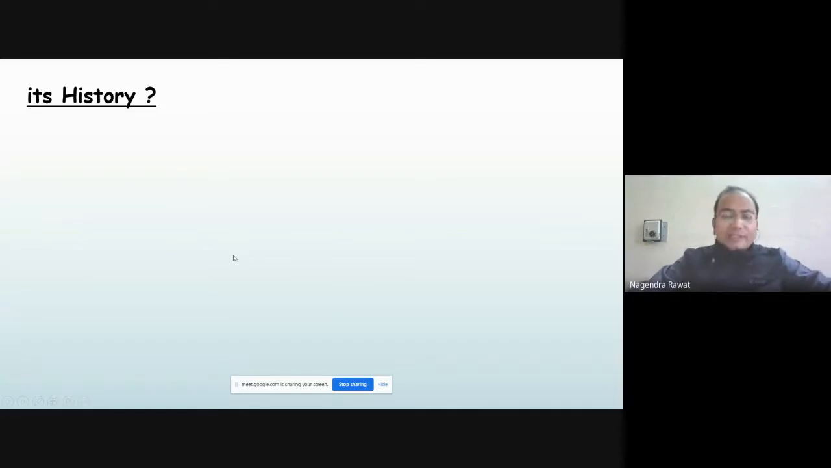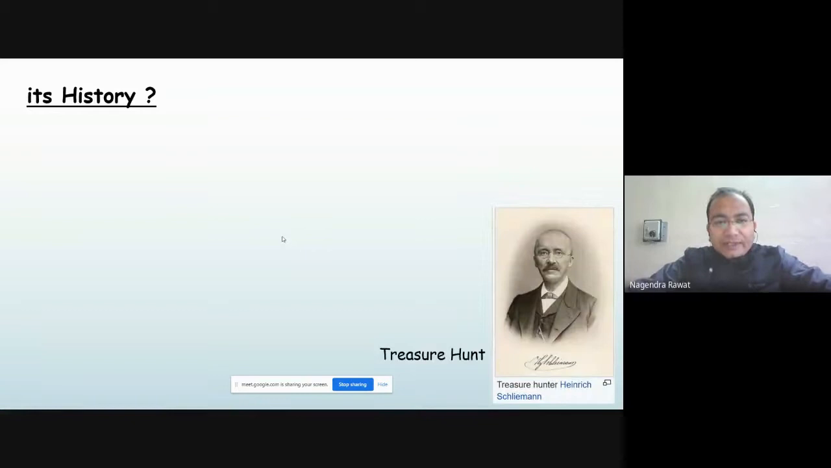Next, it's history. The history of archaeology itself begins with what we can call the treasure hunt. Even today, if we look, treasure hunt is the first term which comes to our mind when we talk about archaeology, that people must have been treasure hunting. So the first phase in archaeological exploration, I can say, was treasure hunt.